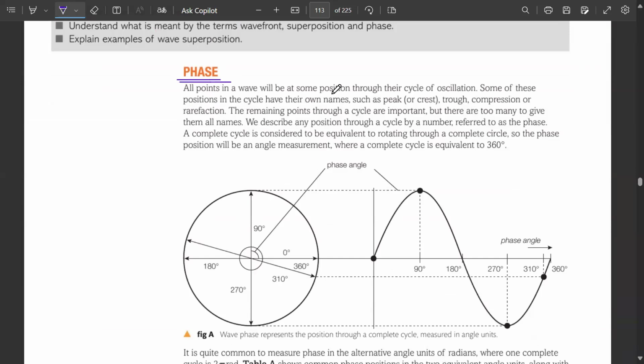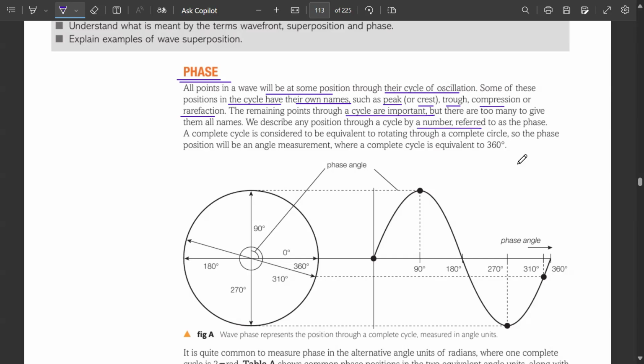All points in a wave will be at some position through their cycle of oscillations, and some of these positions in the cycles have their own names, such as peak, crest, trough, compression, rarefaction, and the remaining points through a cycle are also important. It's not just the highest or the lowest point that you talk about in IGCSE, the crest, the trough. What about the other points? Aren't they important? Yes, they are important as well. And it's important to give them names as well. We describe any position through a cycle by a number referred to as the phase.